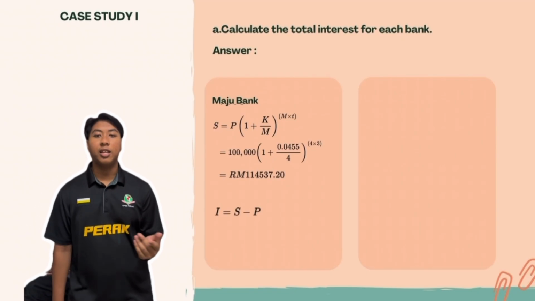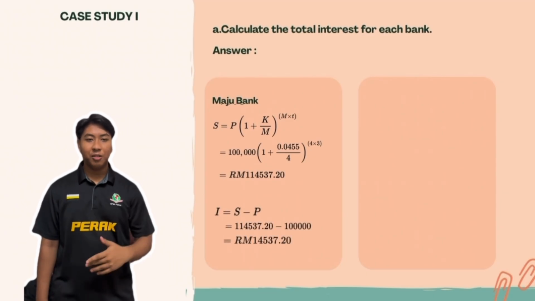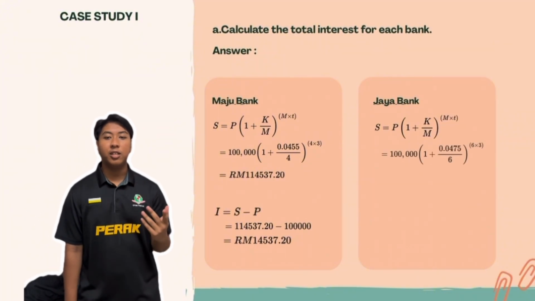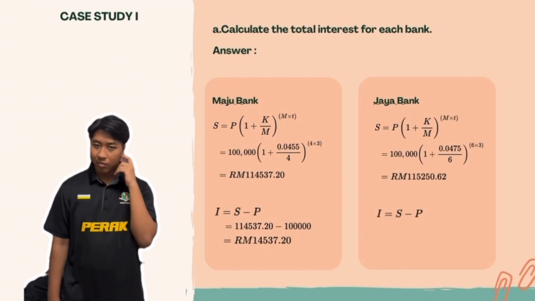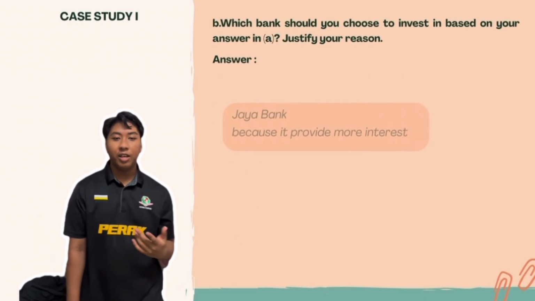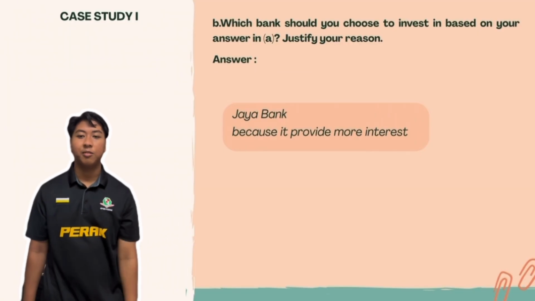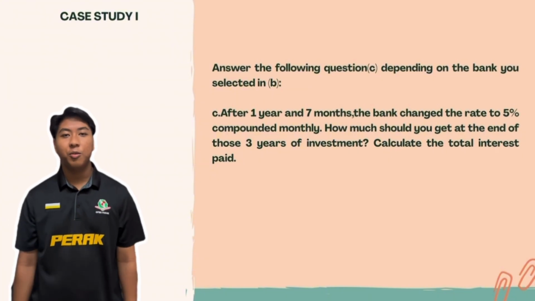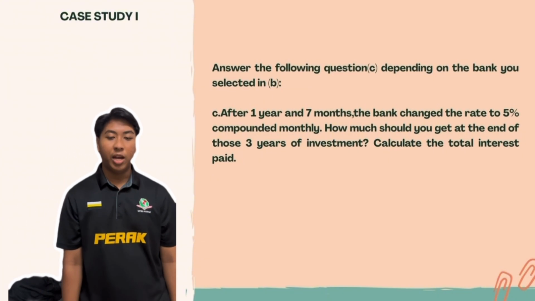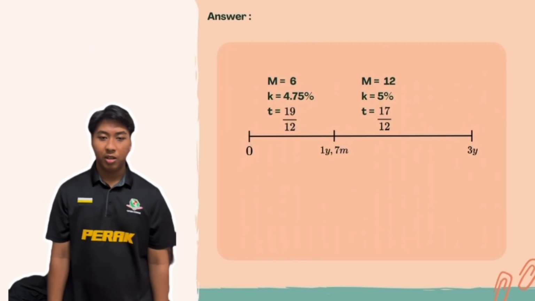And then we can get the interest from the Maju Bank. Next, we can use the same formula to find the interest from Jaya Bank. Okay, for question B, we decide that Jaya Bank provides more interest than Maju Bank. For question C, we use the same formula like A, but we need to find the first future value.